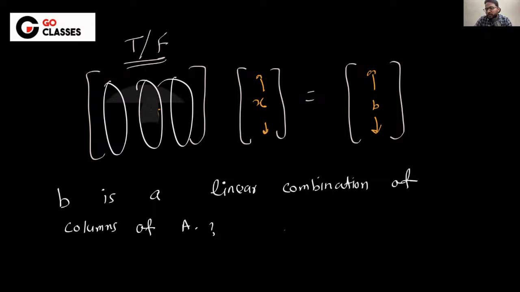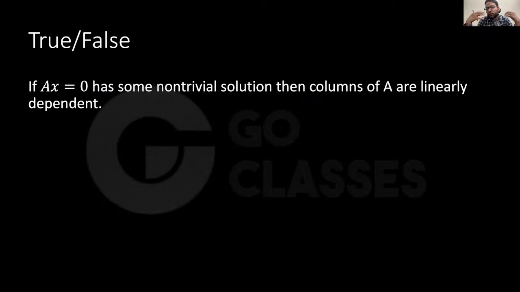This is true, right? Because B is always a linear combination of columns of A. So that's why I can say this. Now let's move to more interesting questions, and let's actually move to Ax equal to 0 or Ax equal to B. So suppose Ax equal to 0 has some non-trivial solution, then columns of A are linearly dependent. Take your time and answer this question.